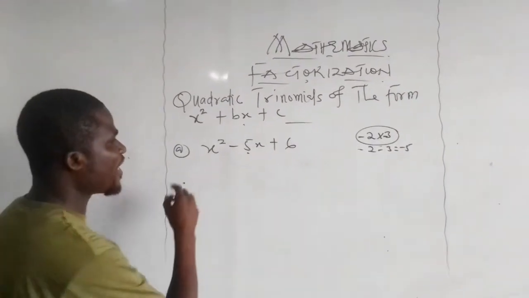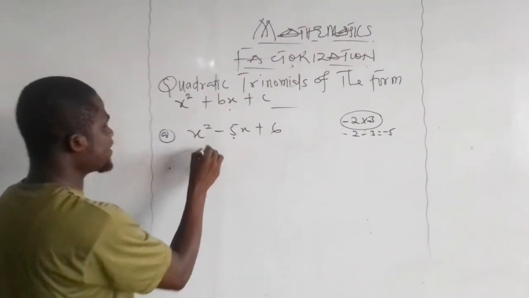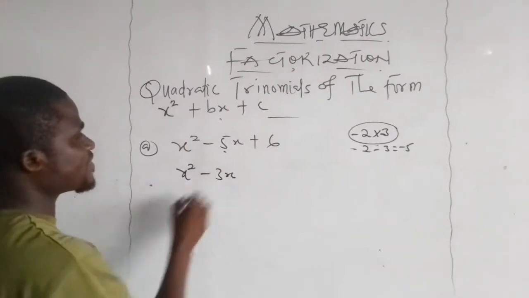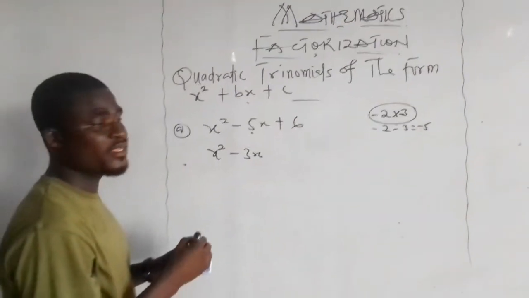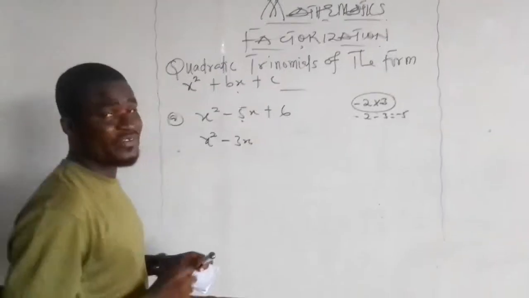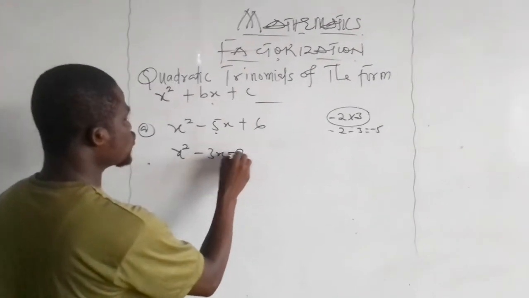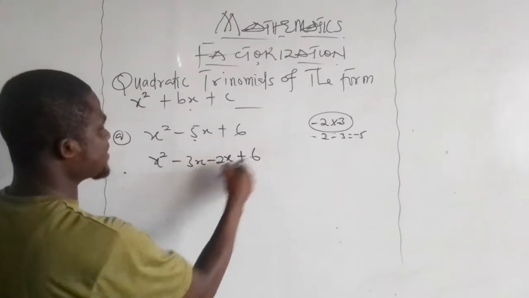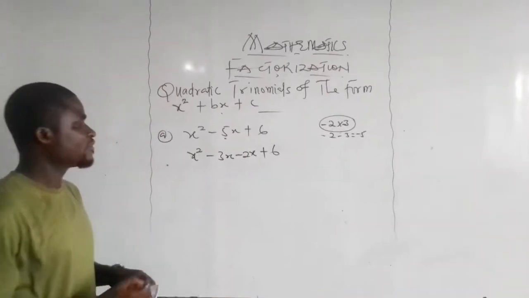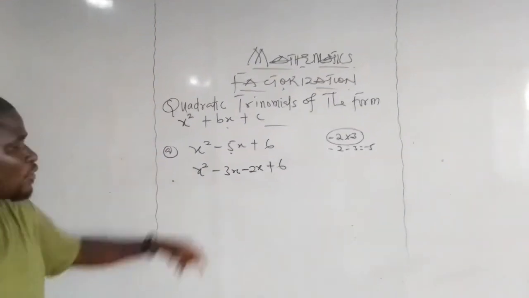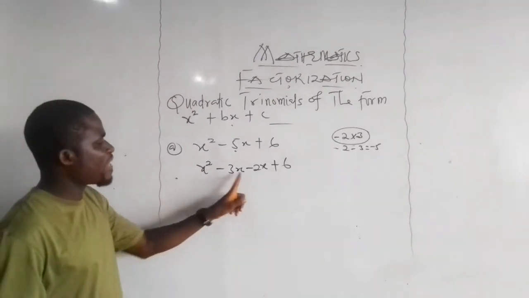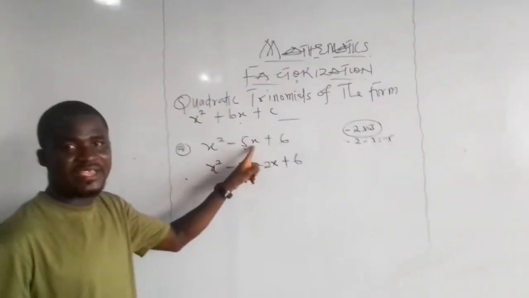Good. So you are going to have x squared minus 3x. You can make anyone first, the 2 and the 3, you can make anyone first. Minus 2x plus 6. So this is our first step. Good. Because negative 3 plus negative 2 gives me negative 5x.